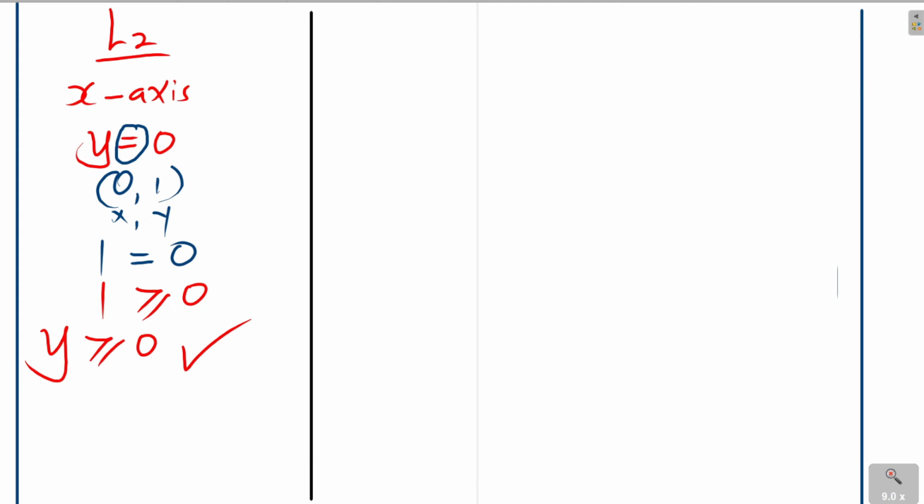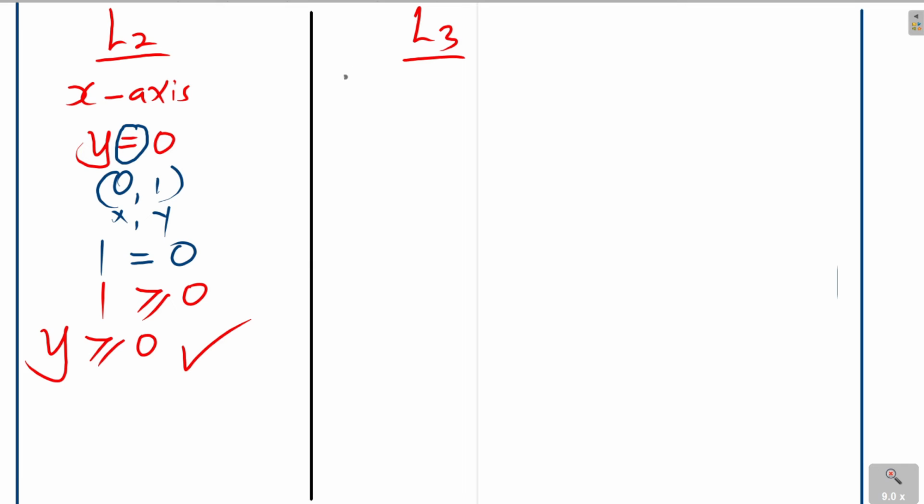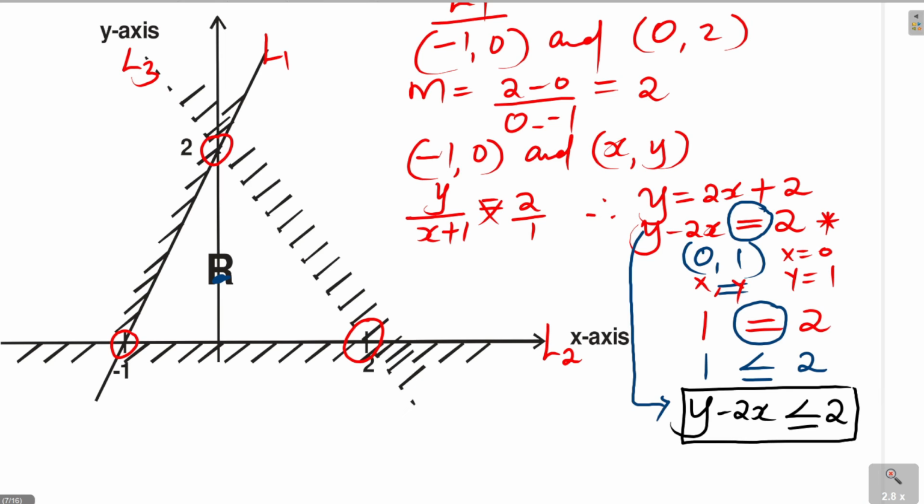Now we'll go to the third and the last line, which is line 3. Line 3 is broken. We get 2 points on that line to get the equation. So the first one is (2, 0), and we have another one here which is (0, 2).